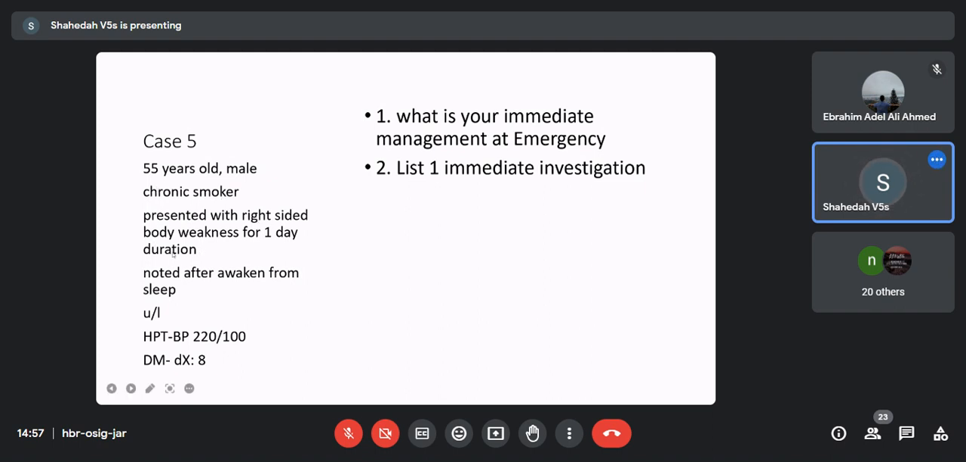Okay. So the last case is a 55 years old chronic smoker presented with right-sided body weakness for 1 day duration, noted after awakening. So it looks like a cerebrovascular accident. There is extreme hypertension, systolic and diastolic, and hyperglycemia. So for immediate management you have to secure the airway, look at the conscious level, assess the stroke severity with the NIHSS score, which is the acute stroke assessment, and then look for glucose level as well.